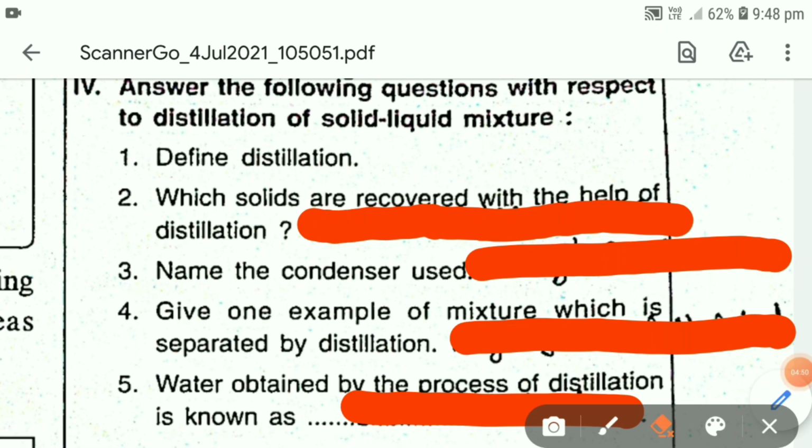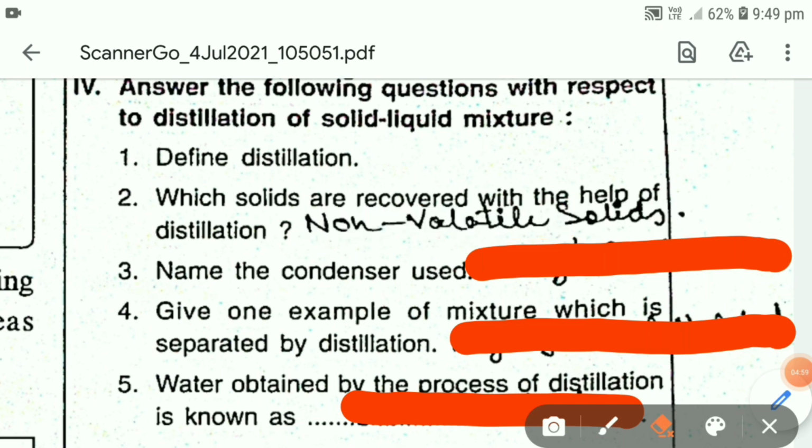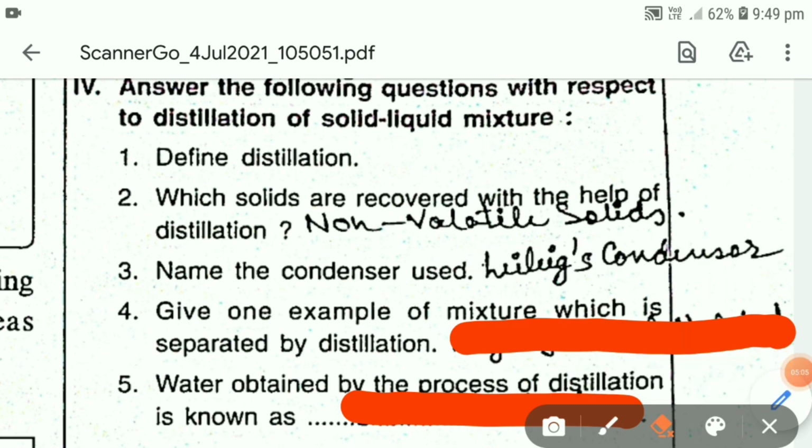Now answer the following questions with respect to distillation of solid to liquid mixture. Define distillation. I hope you all can do that. Next, which solids are recovered with the help of distillation? Non-volatile solids. Name the condenser used. Liebig's condenser. Then give one example of a mixture which is separated by distillation. You can give any two mentioned in your book.